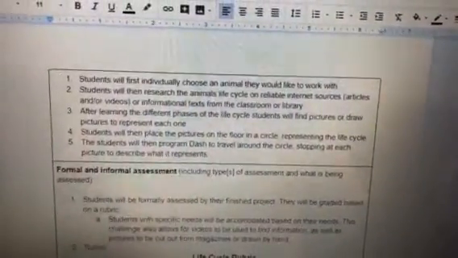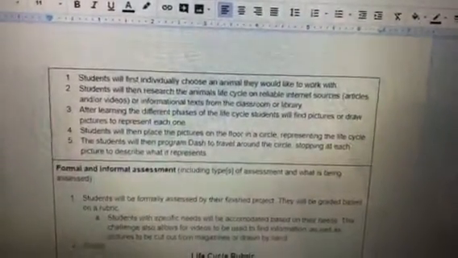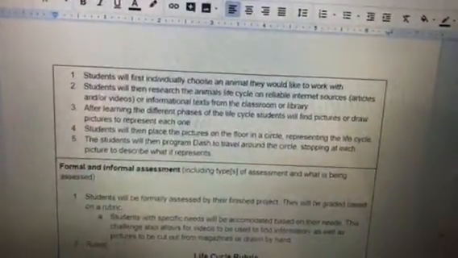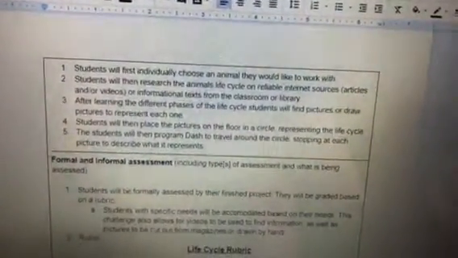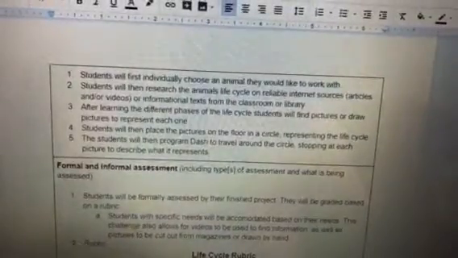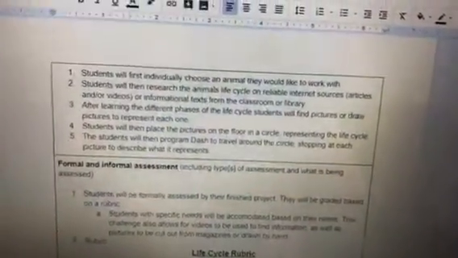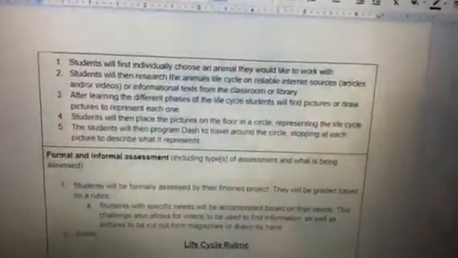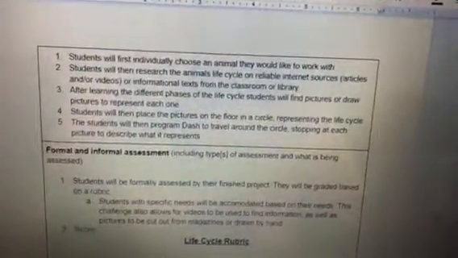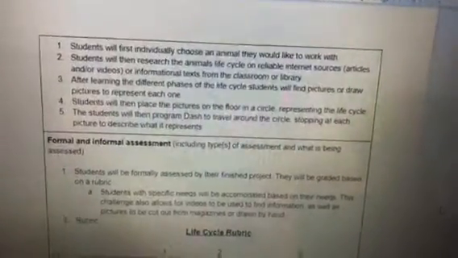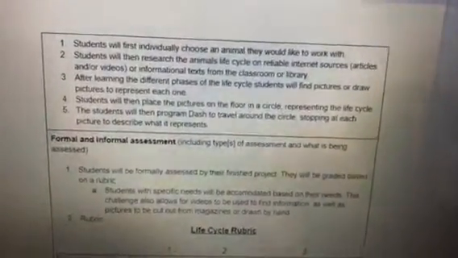So here are the steps. It says the students will first individually choose an animal. They will research the animal's life cycle. Then they will find pictures to represent each stage of the life cycle. They will place the pictures on the floor and have Dash programmed so that he would travel in a circle, stopping at each picture and describe what each one is representing.